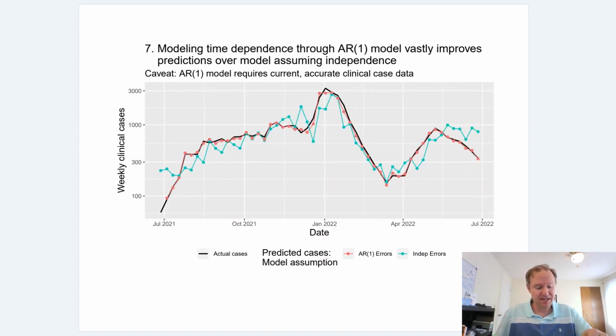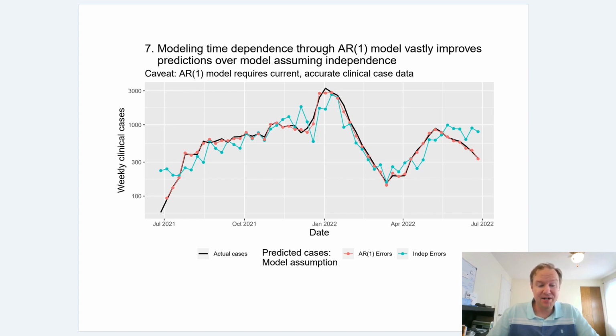The strong correlations and linear relationships shown previously lead to a simple linear regression model fitting the actual case counts well. The predictions produced by this regression model, assuming time independence, are shown by the blue line here.